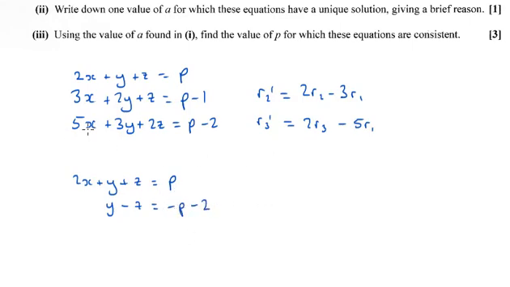So the third row, again the x's are going to disappear. 10x take 10x is what we wanted to happen. So then 2 lots of this is 6y, take 5y's is just y. 4z take 5z is going to be minus z. And then again 2 lots of this is going to be 2p take 4, take away 5 lots of this is going to be minus 3p take 4.